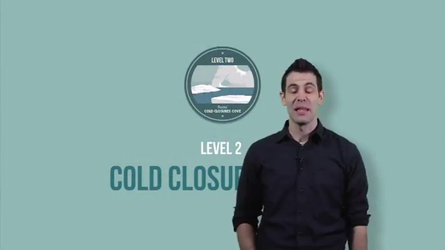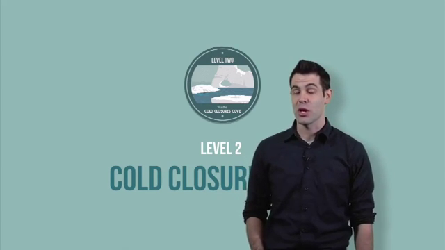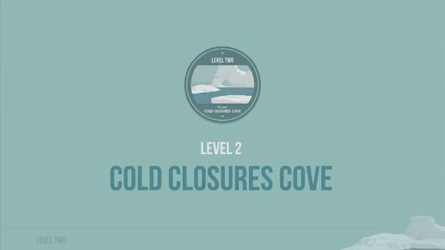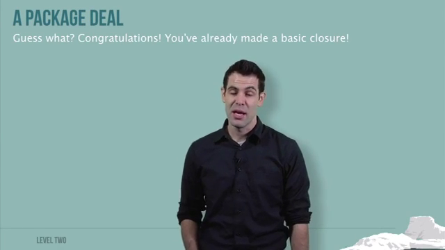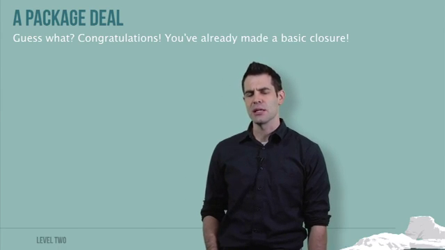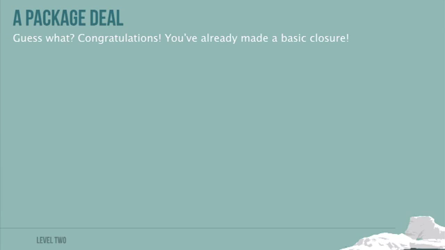Hey everybody, welcome to Level 2 of JavaScript Road Trip 3, the Cold Closures Cove. Guess what? Congratulations, you've already made a basic closure. A closure is a package deal. Let's take a look at one that was in a previous example we showed in the last level.